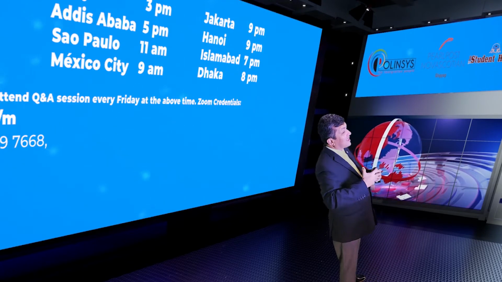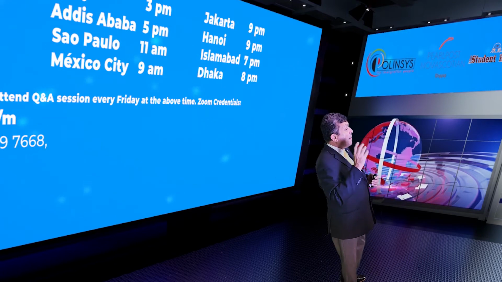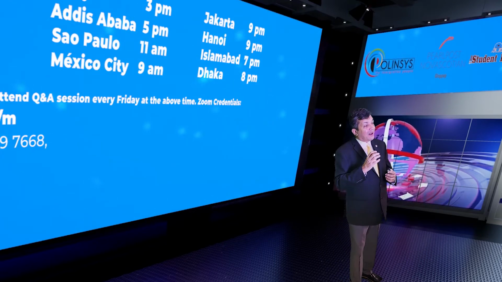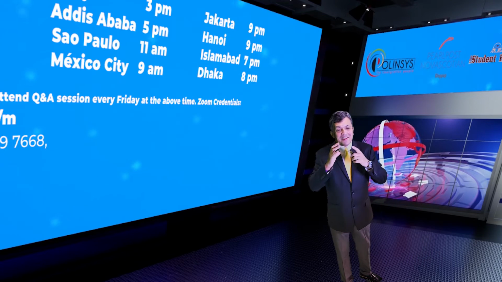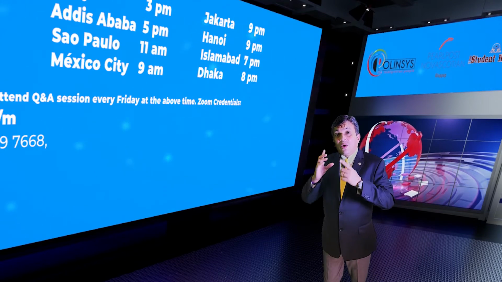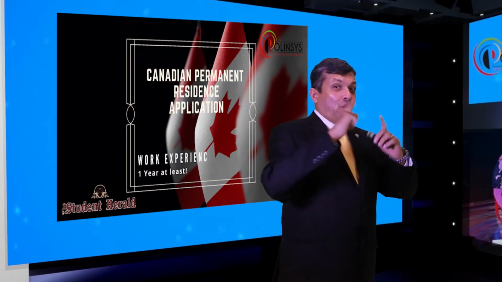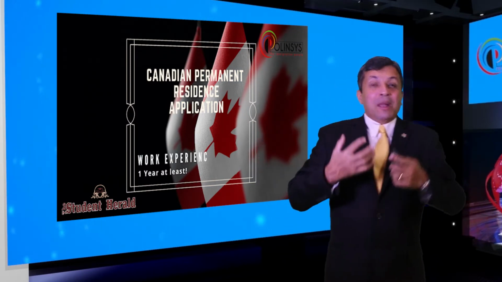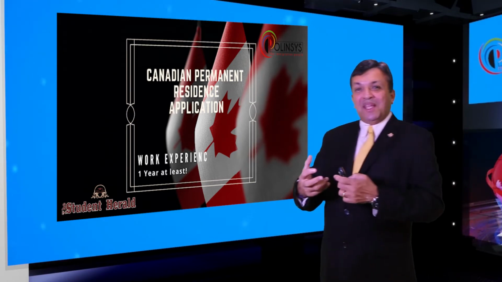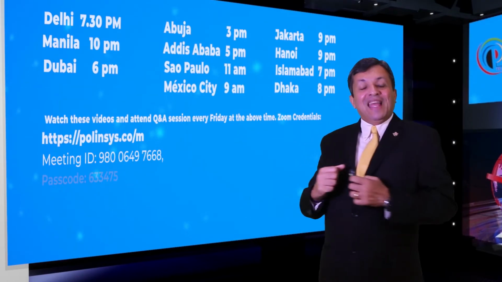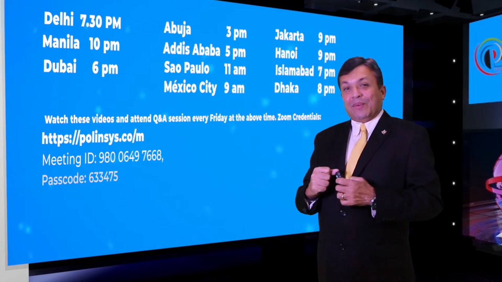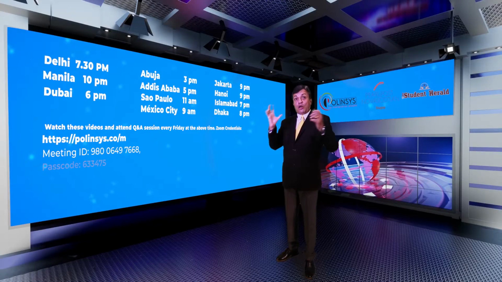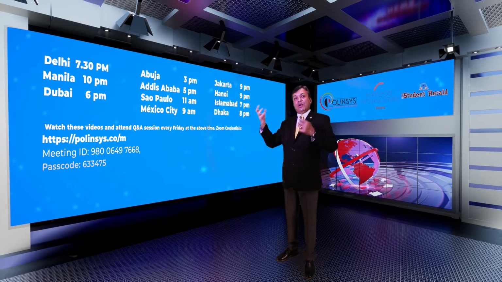Now let us move to the third inadmissibility. Permanent residence under the independent class is fundamentally for people with work experience. So keep that in mind. No work experience, you do not qualify. Therefore, please gain that work experience before applying for Canadian permanent residence. I'm talking only about the independent class, skilled worker, etc.